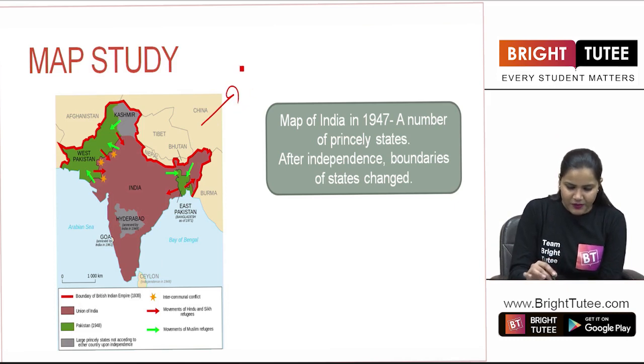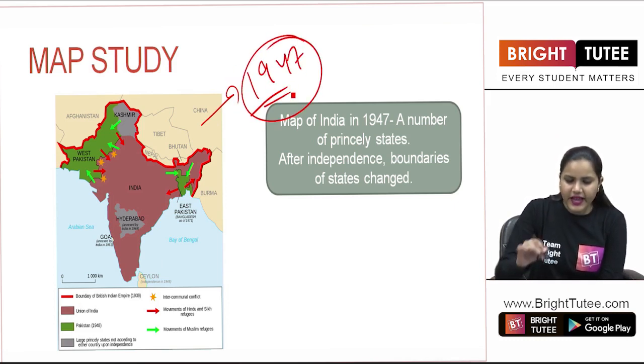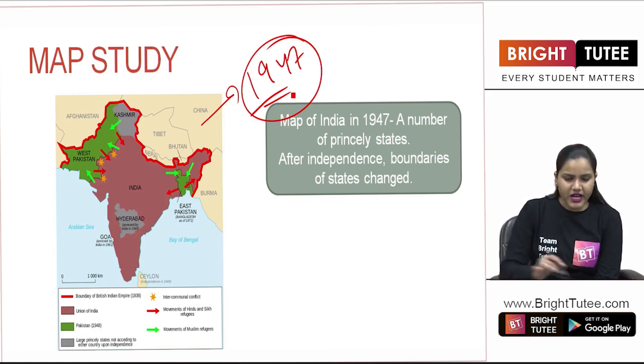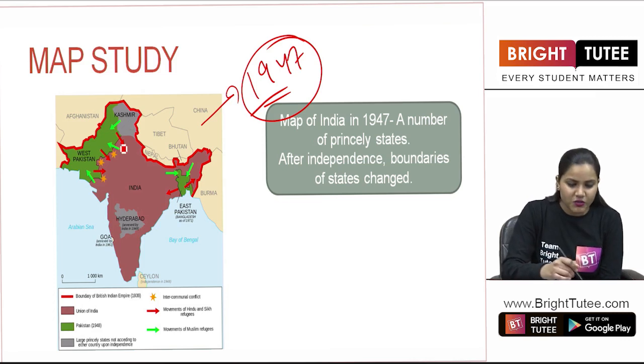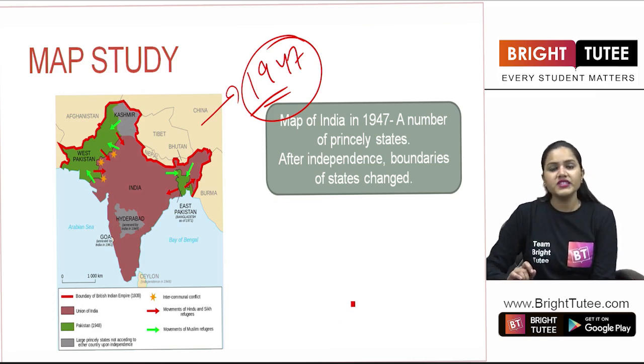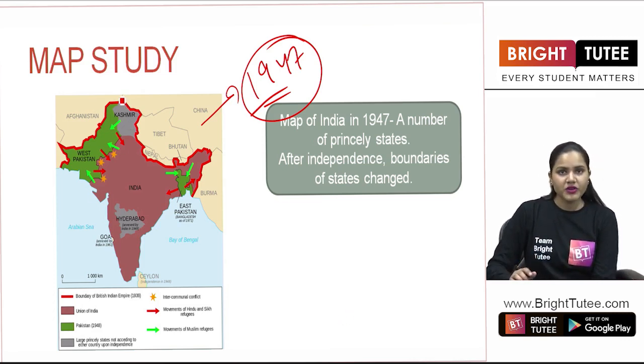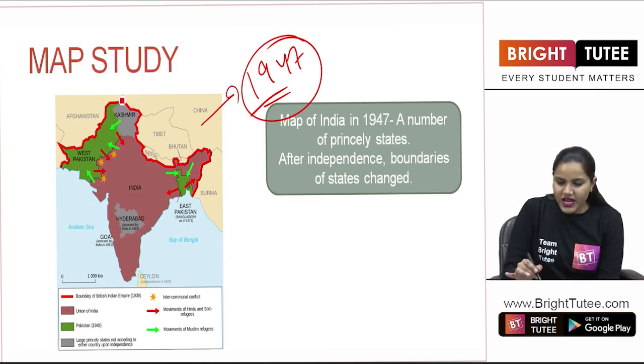This is the map of India in 1947, right? So, before independence, what was the scene, and after independence, what were these international boundaries that were carved out in the map? Let us try to understand that. So, map of India in 1947.